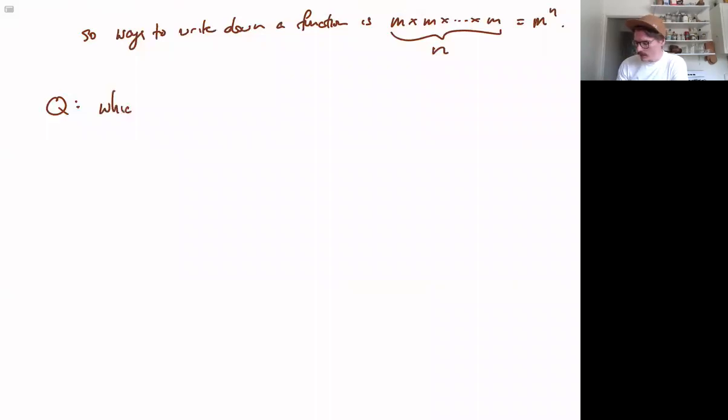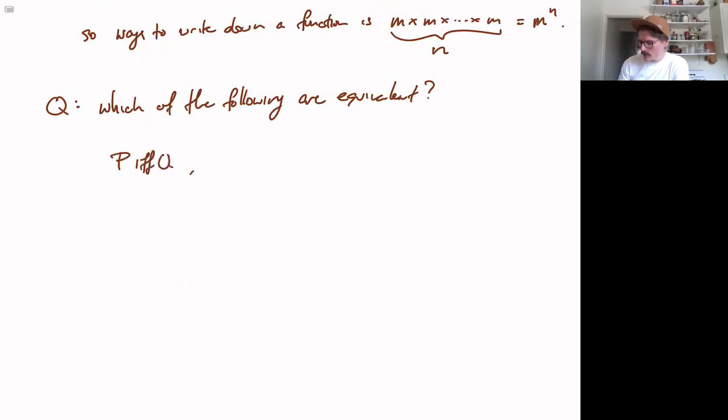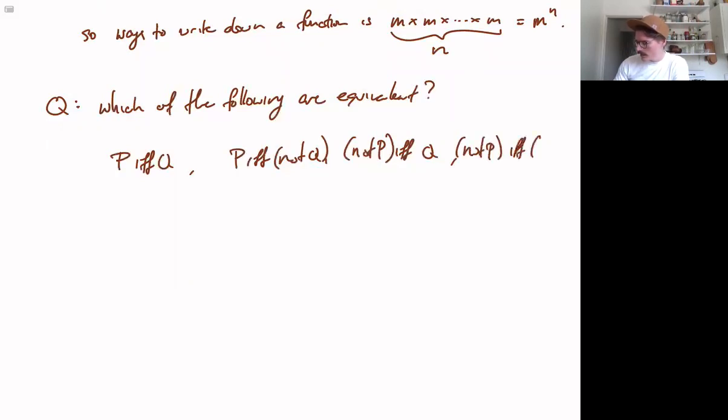Which of the following are equivalent? P if and only if Q, P if and only if not Q, not P if and only if Q, so these are in parentheses, and not P if and only if not Q. So you've got four propositions here, and we want to decide which among them are equivalent to each other.